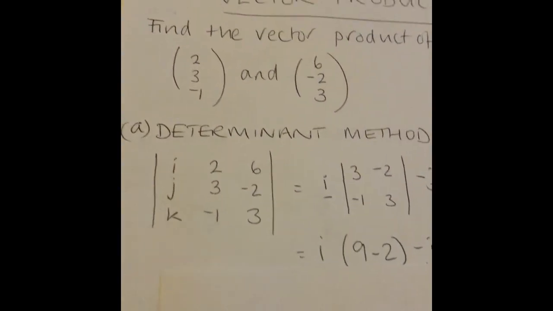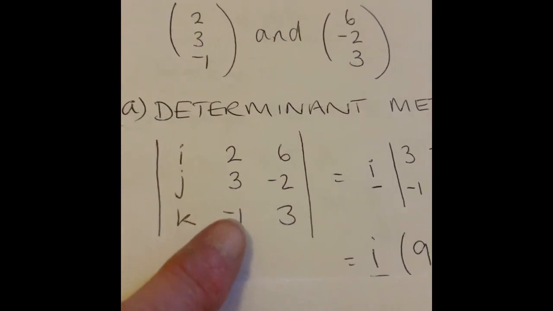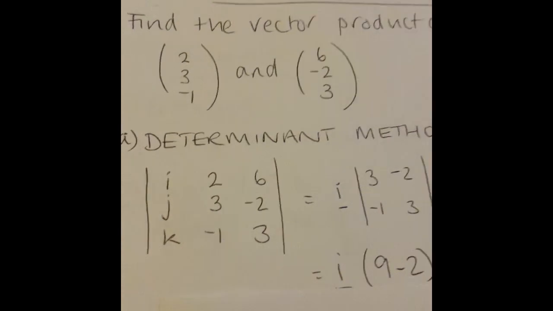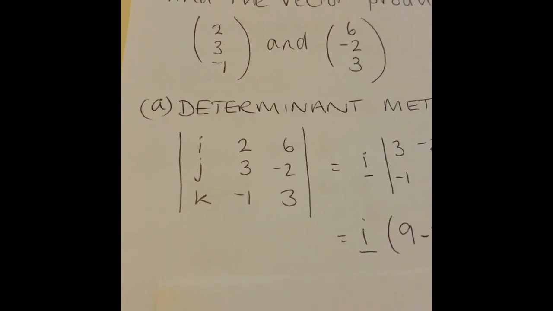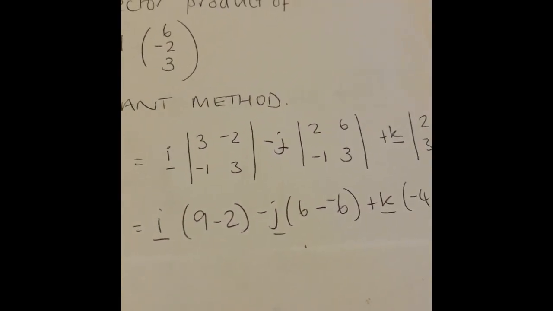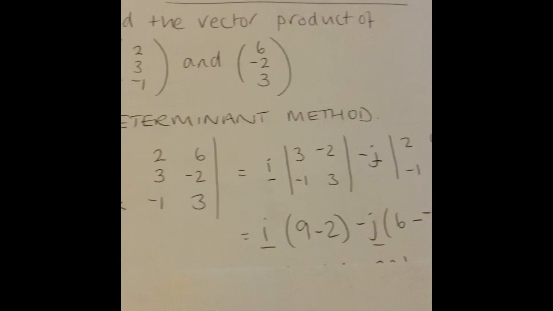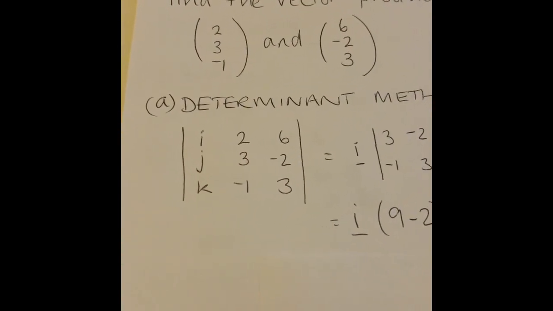So I look at how I would find the determinant of I. So I've got the 3 and the 3, the minus 2 and the minus 1. I look at the determinant of J. So you've got the 2, the 6, the minus 1 and the 3. But of course you change the sign, and then the same for K. So with K, you're going to have 2, 6, 3, negative 2.